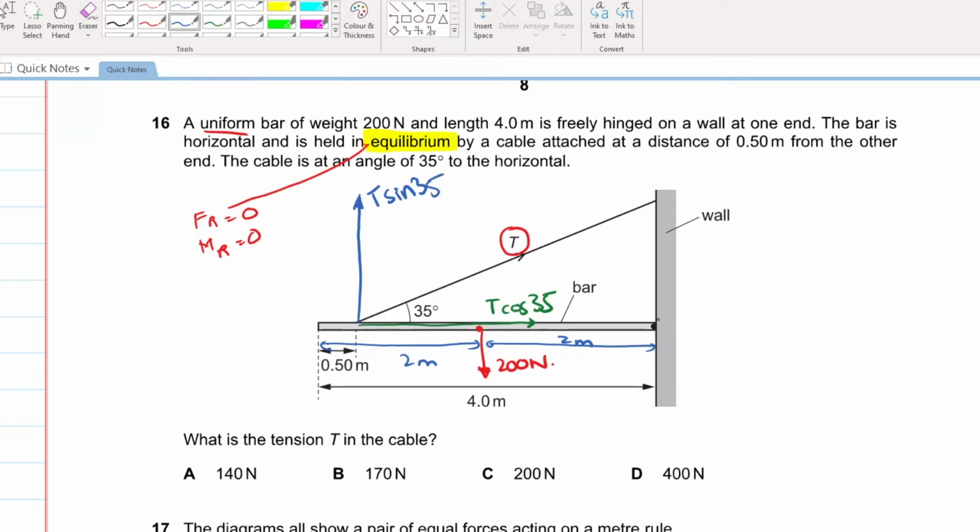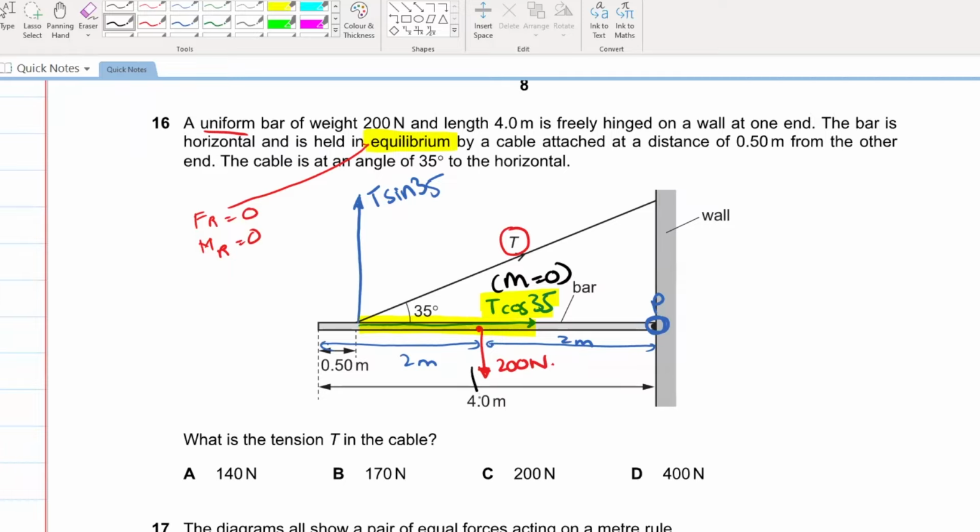Now let's calculate moments about this pivot P. If you can realize this force of T cos 35 is passing through the pivot, hence the moment due to this force will be 0.